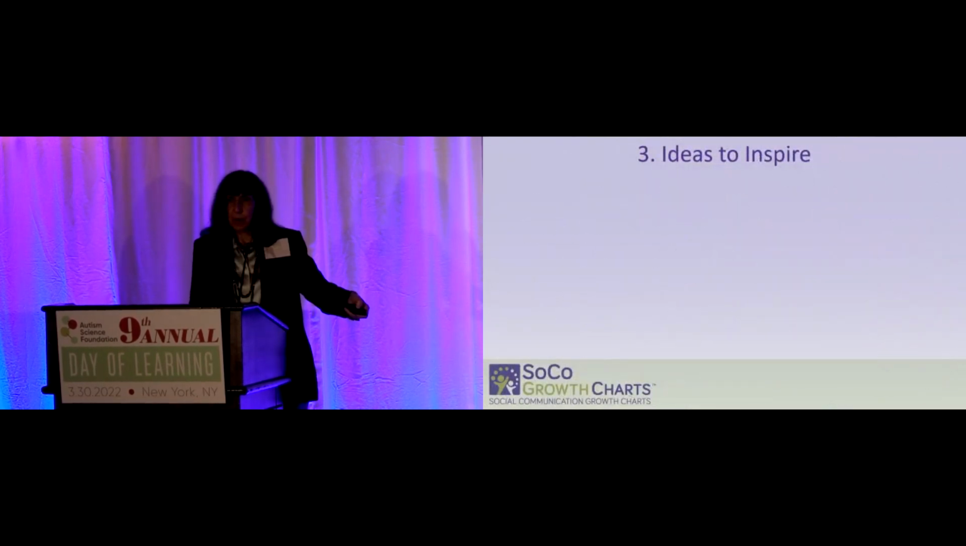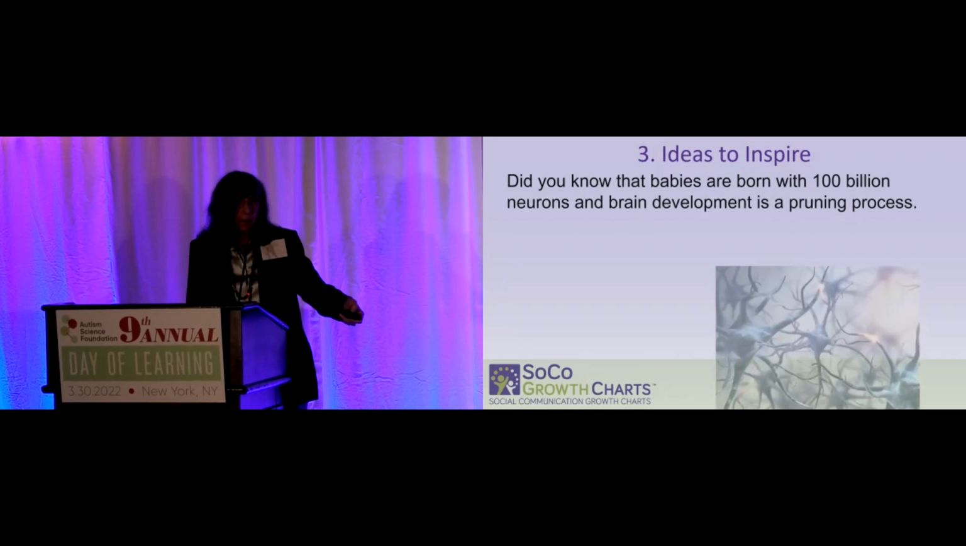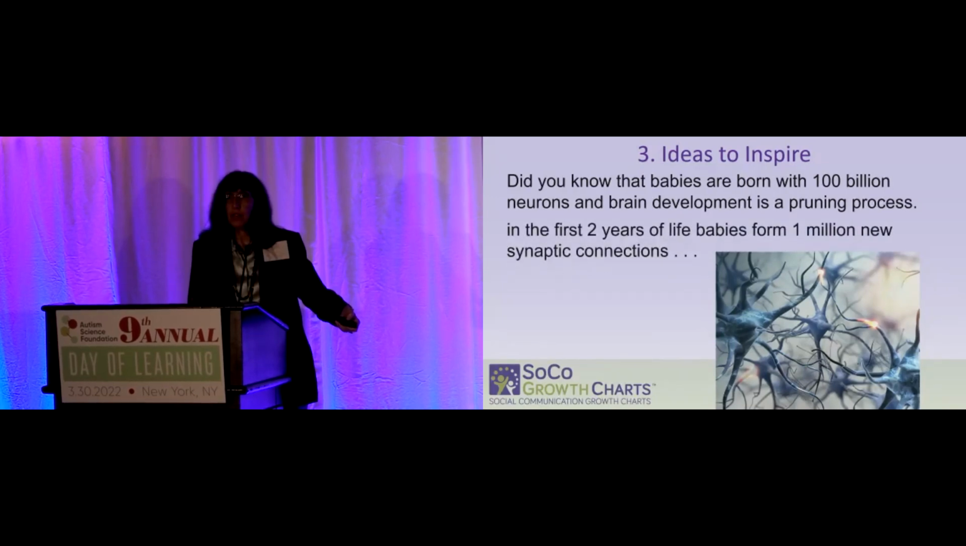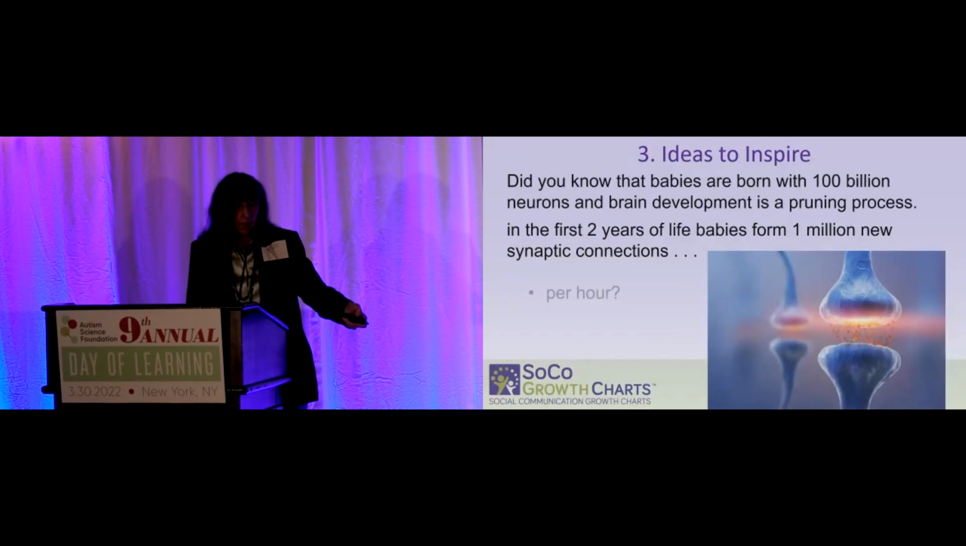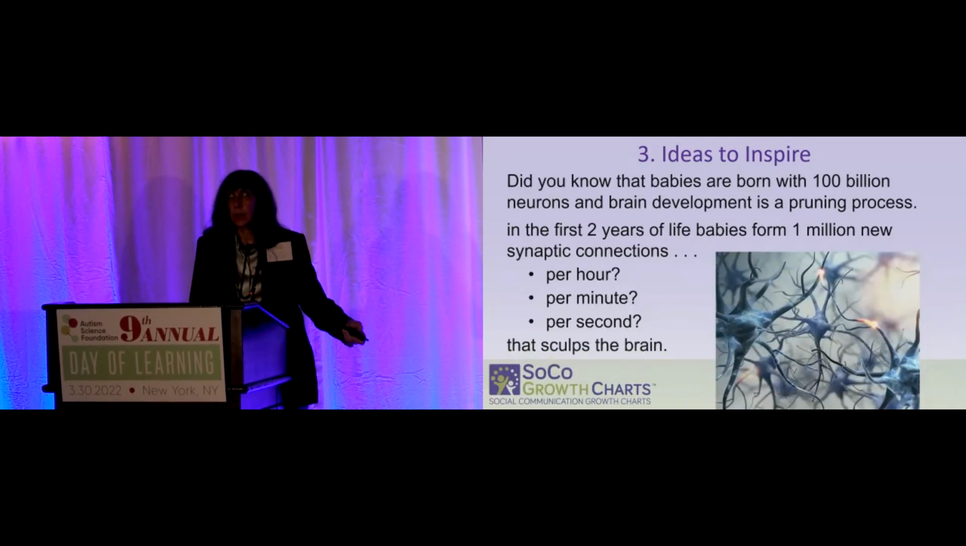And so my third quick point is the importance of early. Here's a really interesting, I would call it an amazing fact. Did you know that, well, first of all, babies are born with 100 billion neurons, and brain development is actually a pruning process of those neurons. In the first 2 years of life, babies form 1 million new synaptic connections, not per hour, not per minute, but per second. And that is going on in the first 2 years, and it sculpts the brain.